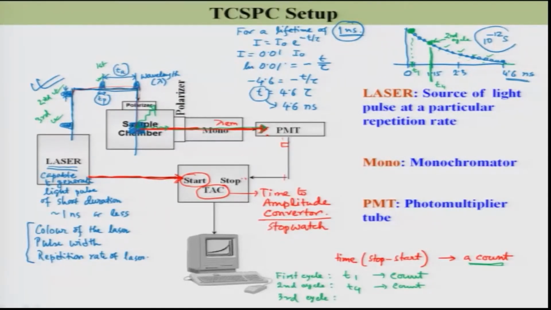Let us say for the third cycle, this photon is emitted at a very later time. So this is my third cycle, this is T7, or maybe T17. This photon, which is emitted very late, is the only photon which is directed to this path. Then in the third cycle, I will get a count at time t equal to T17.